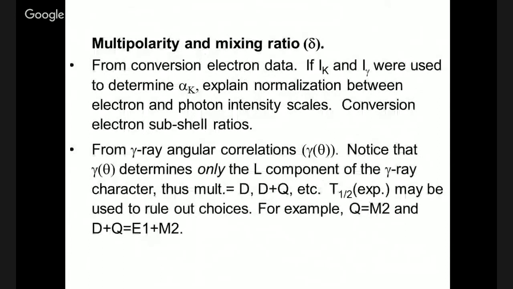Multipolarity mixing ratio. We can deduce that from conversion electron data. We should explain how the intensity of the K electrons and the gammas were determined. We can also get it from angular correlations, but notice that in this case we can know whether it's just dipole or quadrupole. We cannot tell whether it's electric or magnetic.